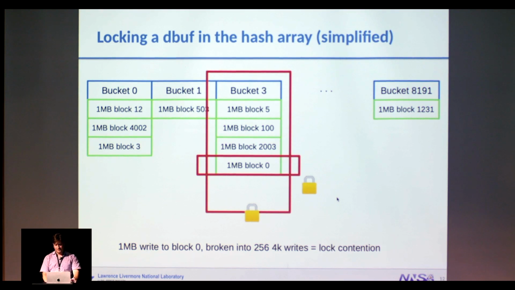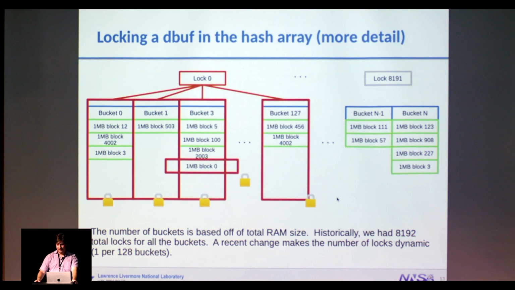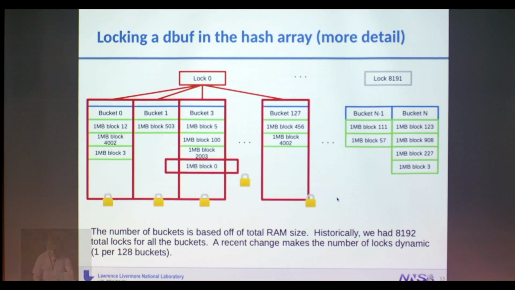But it's actually worse than that, because this is a very simplified view. There is not one lock per bucket. There's actually one lock per group of buckets. So when you load up the ZFS module, it'll create the number of buckets based upon how much available memory you have. So it could be thousands. But historically, we always hard-coded 8,000 locks. So one lock would handle multiple buckets.